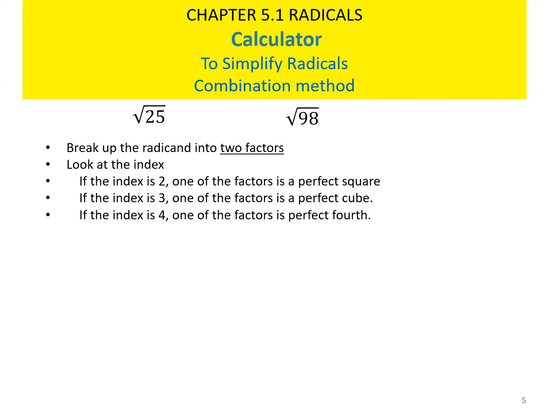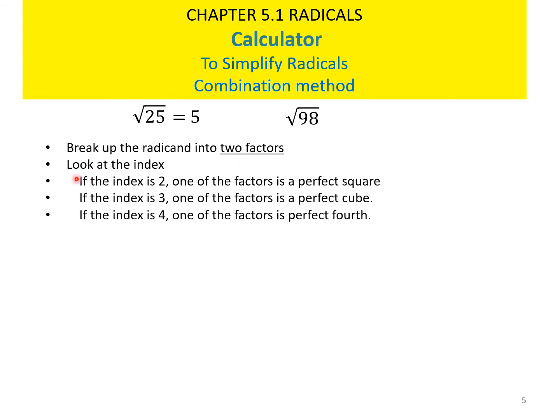Before I show you how to use the calculator combination method, let's look at the two examples we have here. We have the square root of 25. Now most of you know that that equals 5. The other is the square root of 98. Now there is not a perfect square for 98. So what you have to do is take that radicand 98 and break it into 2 factors. And you're going to say, what 2 factors?